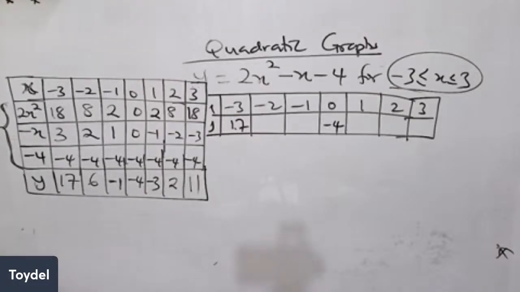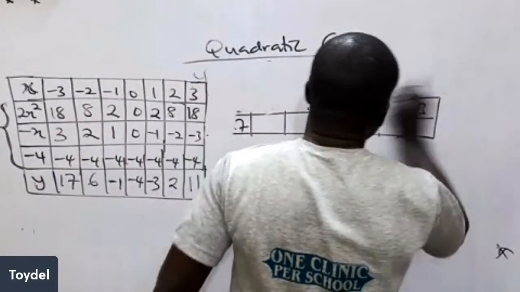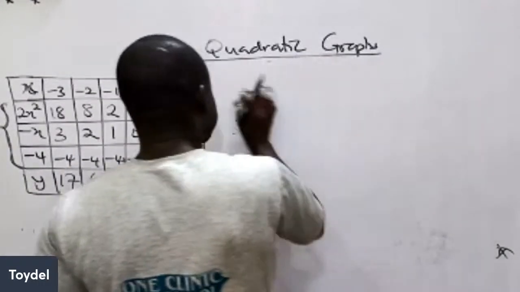Once we know the table, we can now go ahead and plot the graph. We are given the scale. We have to use the scale of 2 centimeters to 1 unit on x and 2 centimeters to 2 units on y. You will be given a graph. A graph will be provided in the question, in the answer booklet.